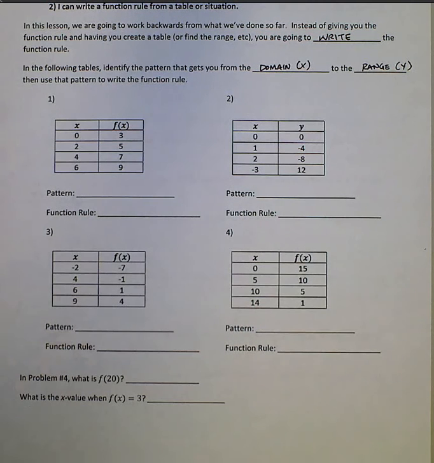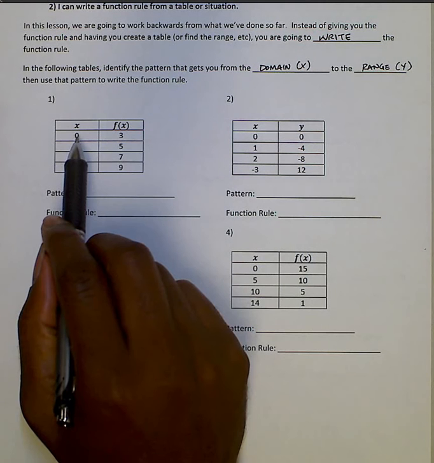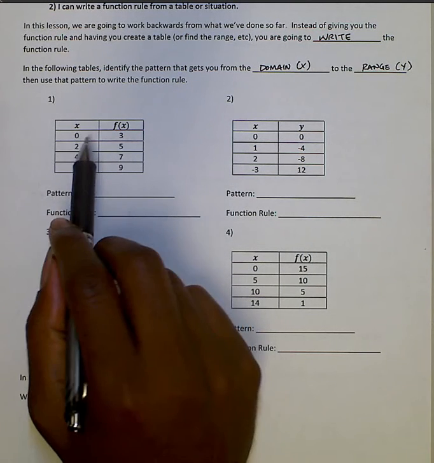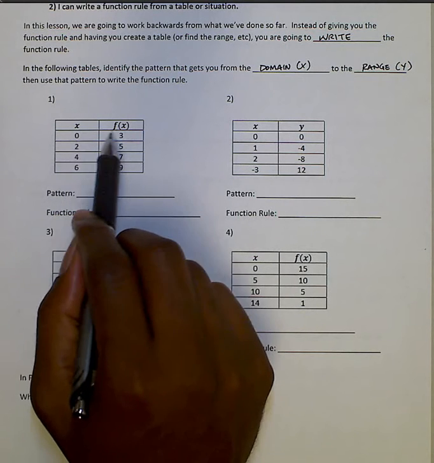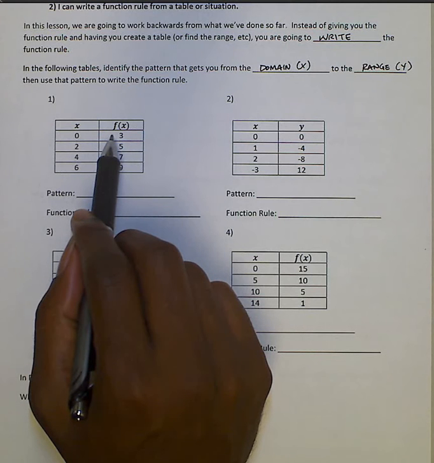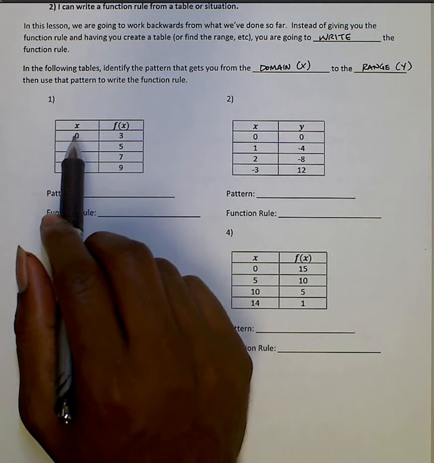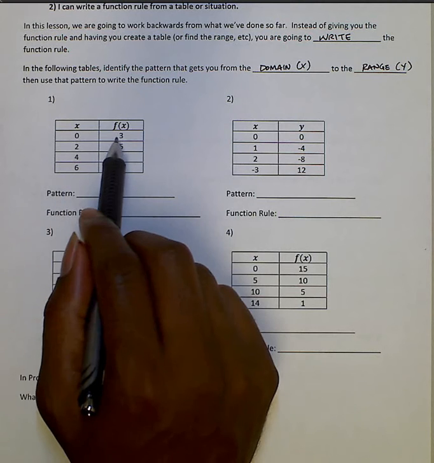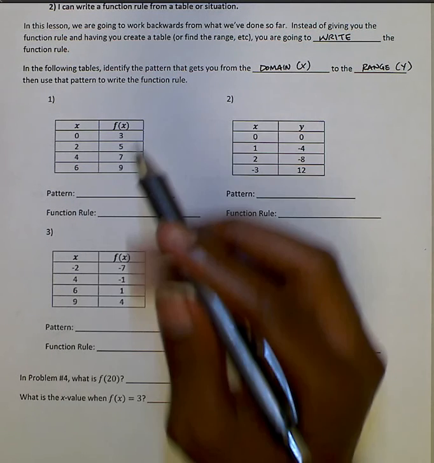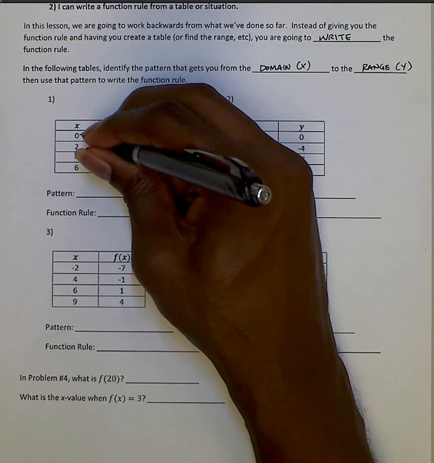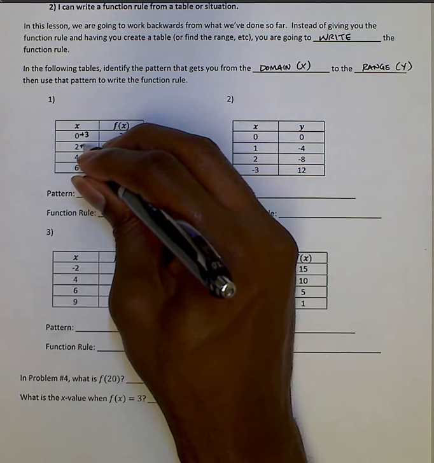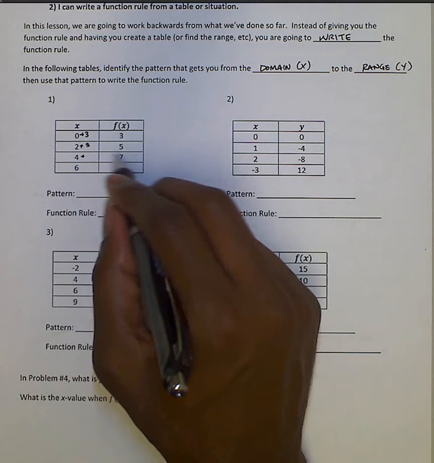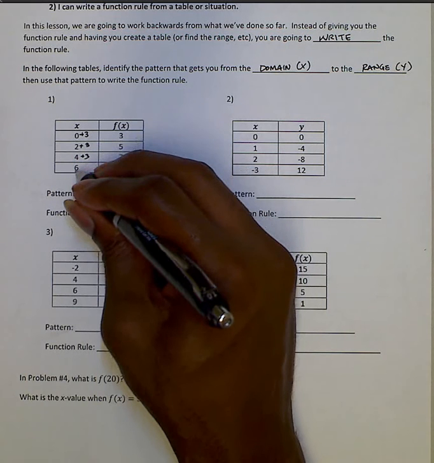First table, this is what we're going to have to do. We're going to look and see what's happening to x to get to f of x, or x to y. In this case, it's x to f of x. I'm going to try that with the first number, make a hypothesis, and then see if it works with the second number. So first here, to get from 0 to 3, what has to happen? Well, my first instinct is to say plus 3. To get from 2 to 5, plus 3. From 4 to 7, plus 3. To get from 6 to 9 is plus 3.